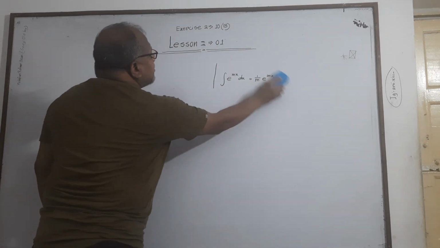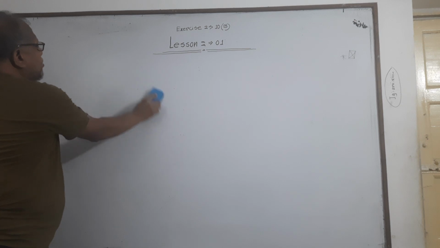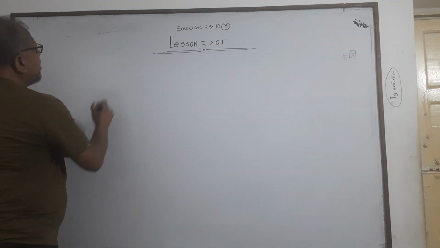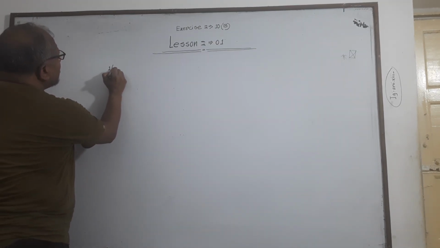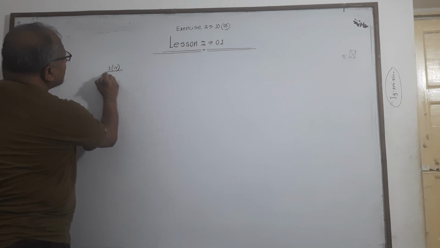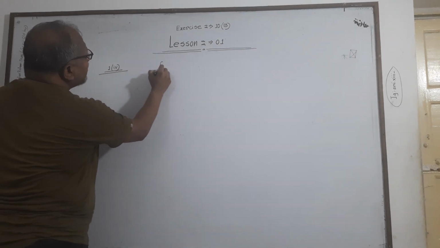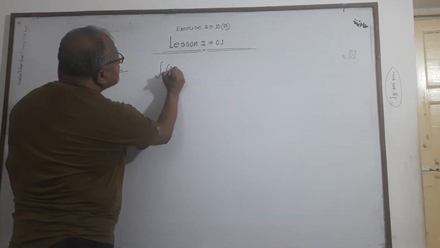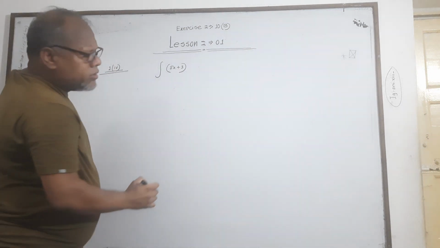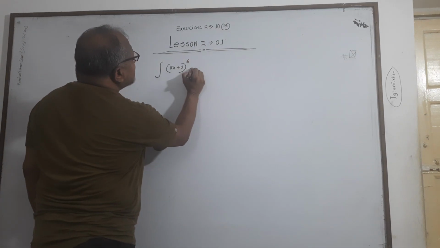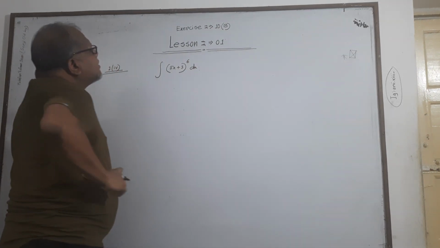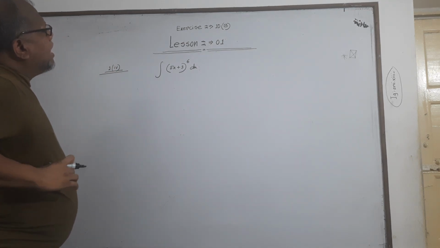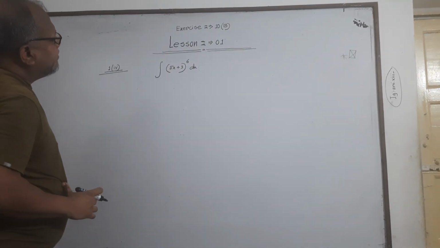Okay, I'm going to start number 1 of 4. Here, integration of (5x plus 3) whole to the power 6 dx. So, I can use the substitution method here.